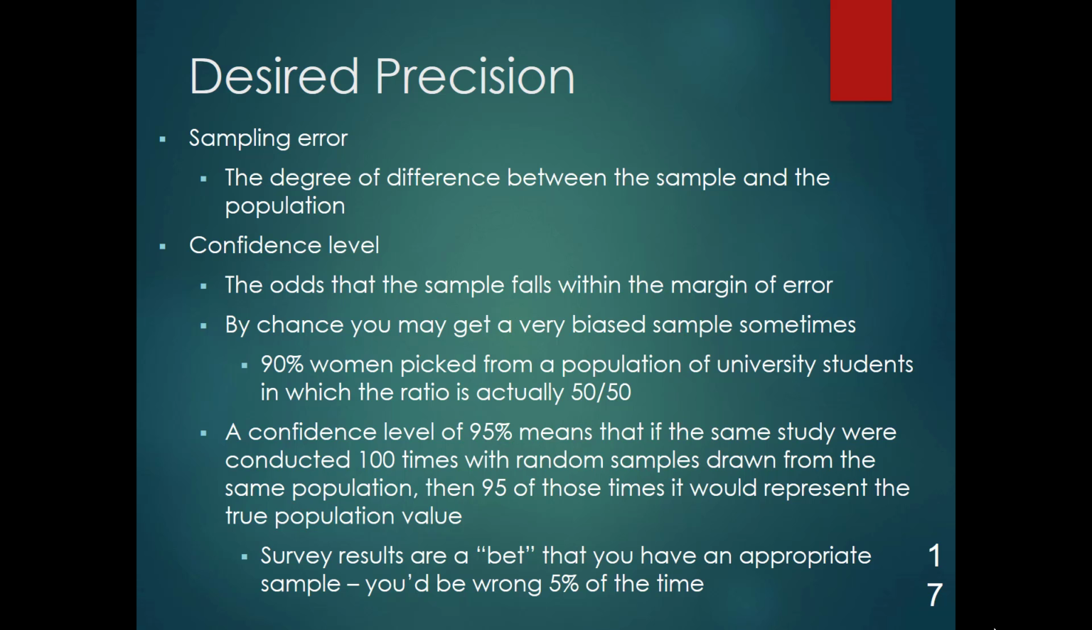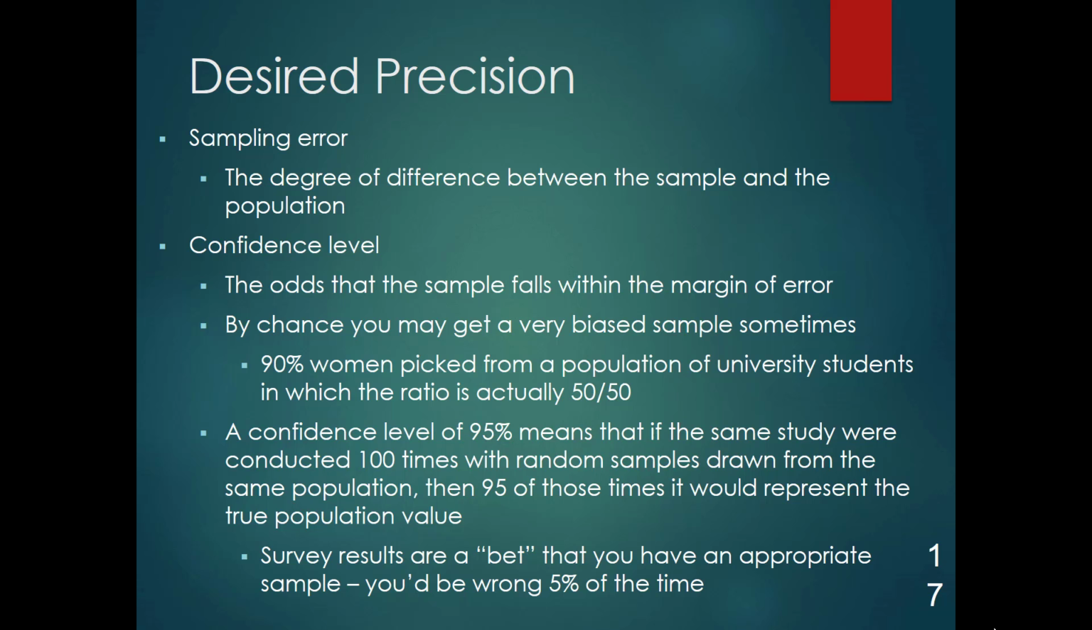When it comes to the desired precision, the question of how big a sample should be is determined to a large extent by the amount of sampling error that the researcher is willing to accept. Sampling error is the degree of difference between the sample and the population from which it was drawn. Confidence level tells us how sure we can be that the results from our sample represent the actual population. By convention, most researchers in the social sciences use a confidence level of 95% as their standard.